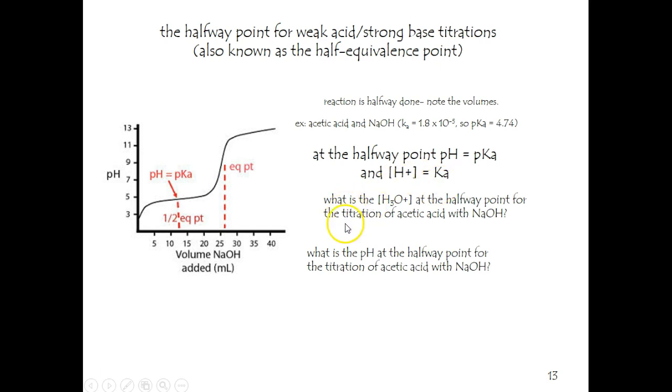And if you understood that, you could see how they'd measure it. If it took 26 mL to get to the equivalence point, I guess it took about 13 mL to get to the half equivalence point. At that point, the pH is the pKa, so let's answer a couple questions for that.